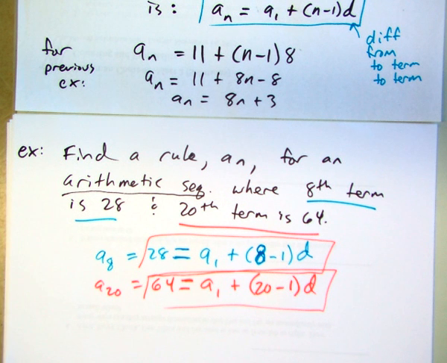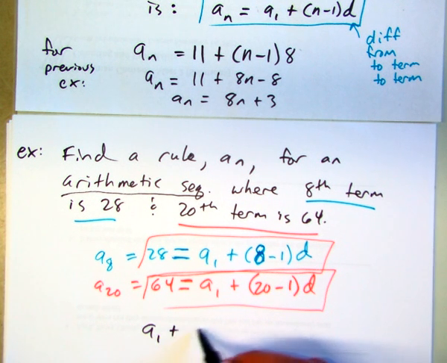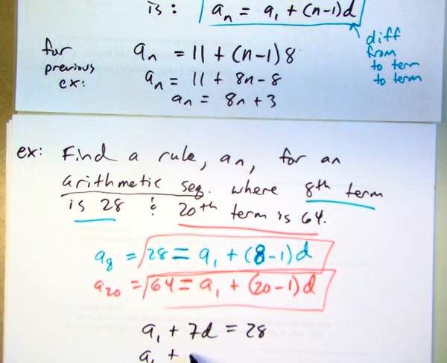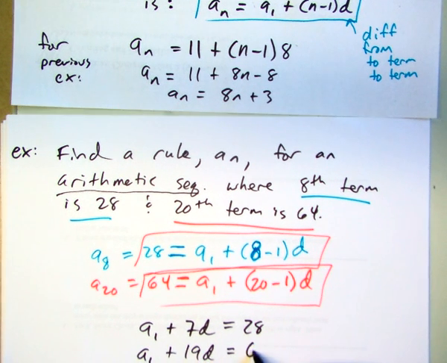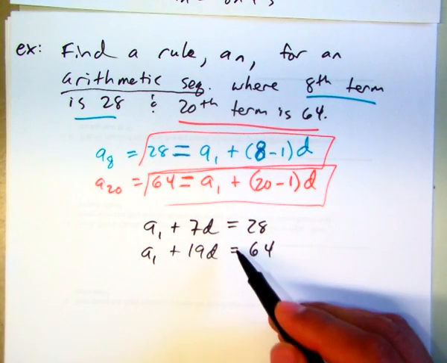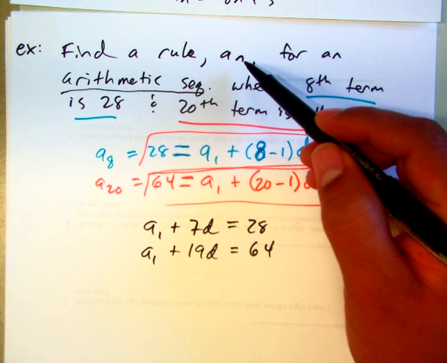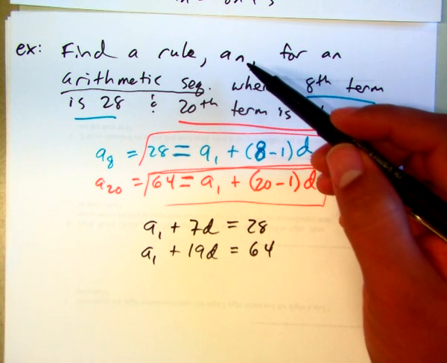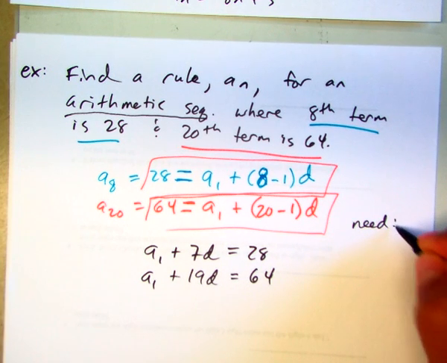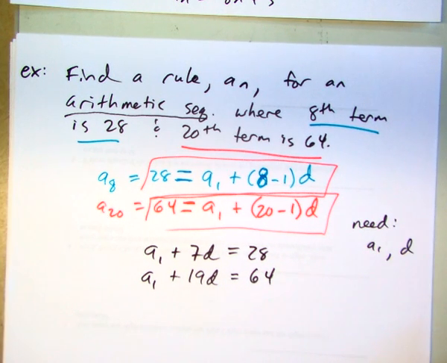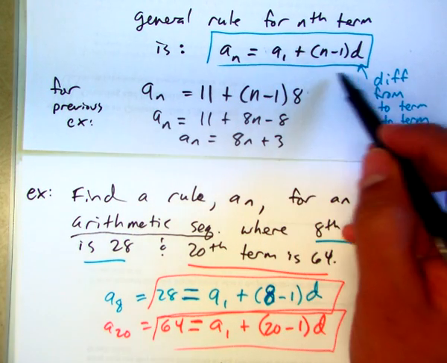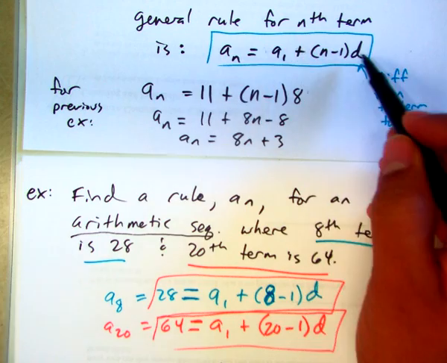it creates two equations: A1 plus 7D equals 28, and then A1 plus 19D equals 64. Okay? So this is what I know. My goal is to eventually have a formula A sub n. In order to have the formula, all I need to know is the first term, and we need to know what D is. Because if I know what the first term is, I could just write it down, and if I know what D is, I can plug it in, and then I just simplify the expression, and I'm done.